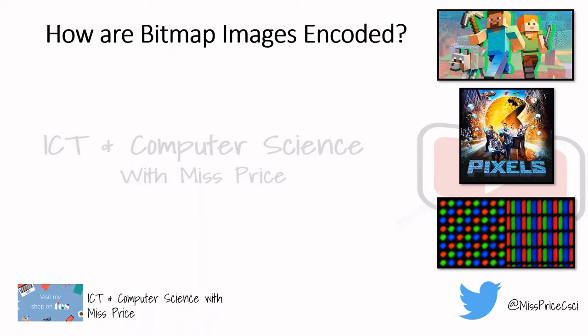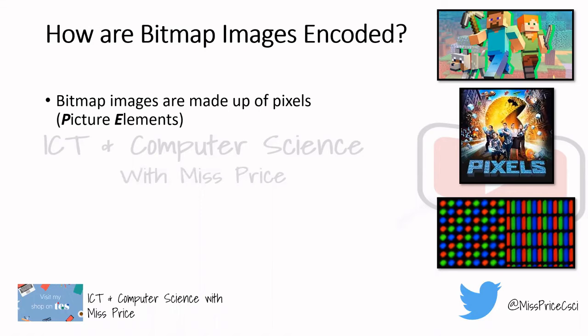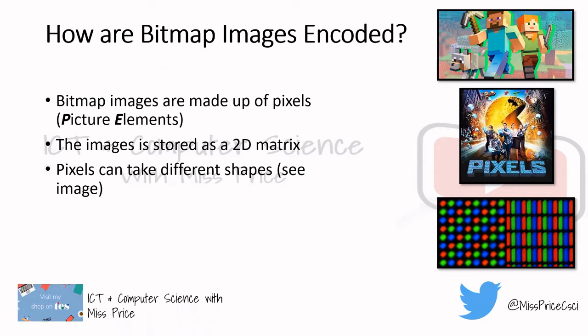So you can see that I've got all the stimuli to the right here. If you haven't guessed already, bitmap images are simply made up of pixels. Now, pixels is just an abbreviation for picture elements, okay? And they can either be these little squares, or they can be these little round circles. So images are stored as a 2D matrix, meaning that they've got some kind of coordinates. So they can take different shapes. If you can see the image here, you can see those ones over here, kind of more rounded, and these ones here are more square.